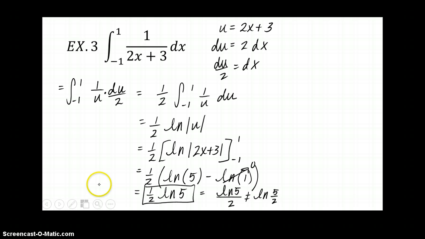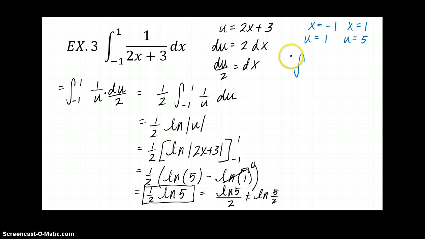I don't know how many of you like to change the boundaries, but if x is equal to -1, then plugging -1 in for u, 2 times -1 is -2, plus 3 would give me a u of 1. When x is equal to +1, I get u equal to 5. So we saw this on the practice test I gave you. You saw this, I believe, on the midterm.